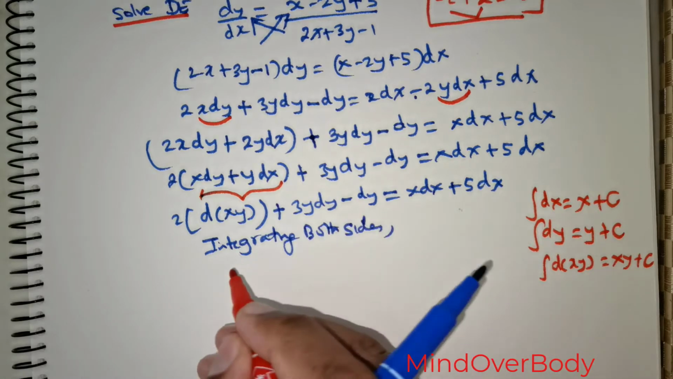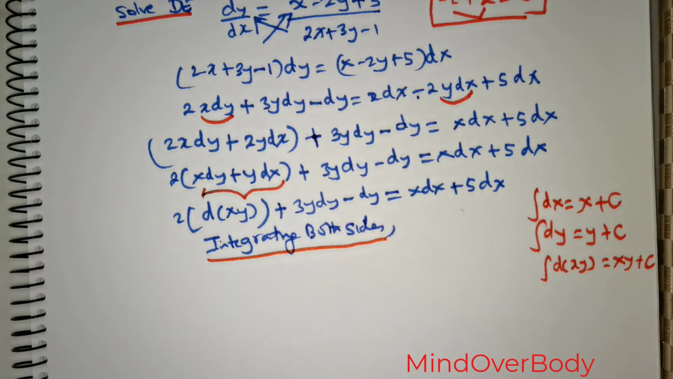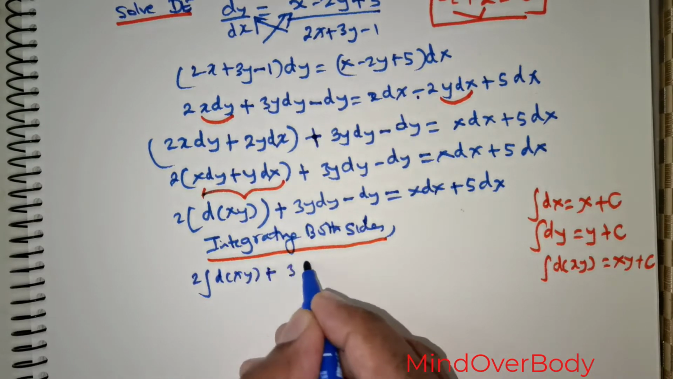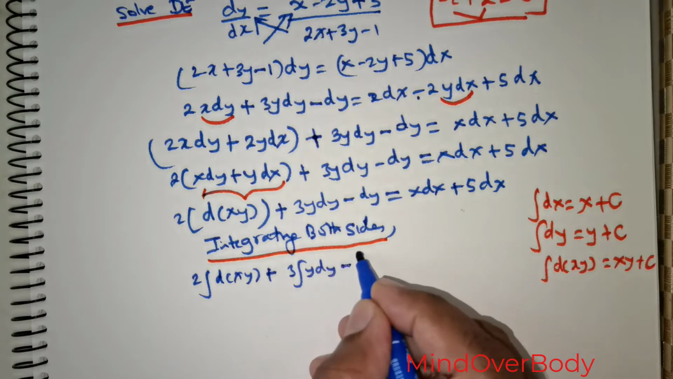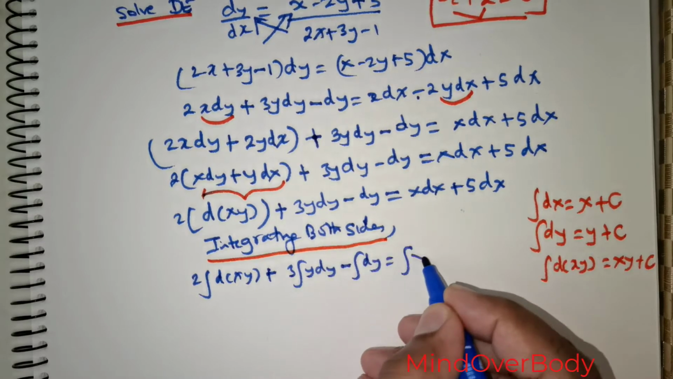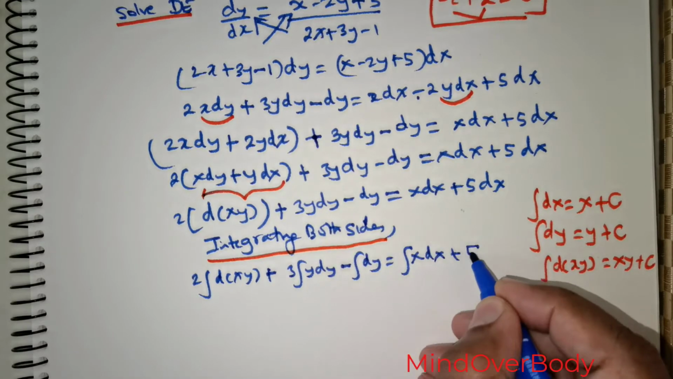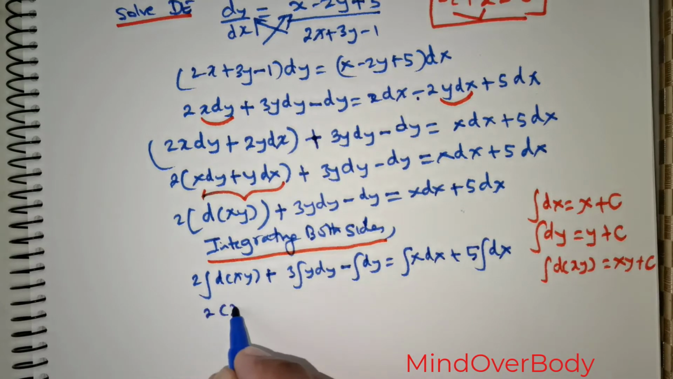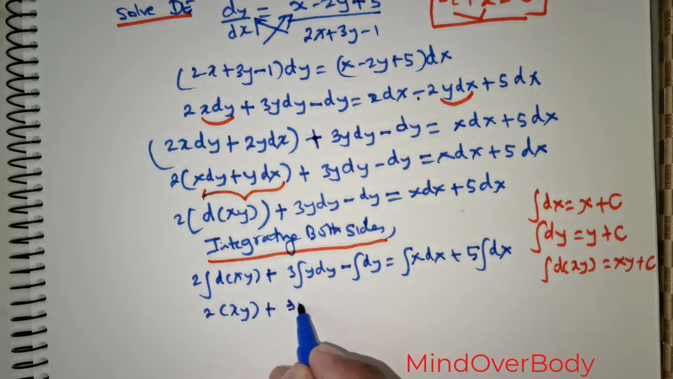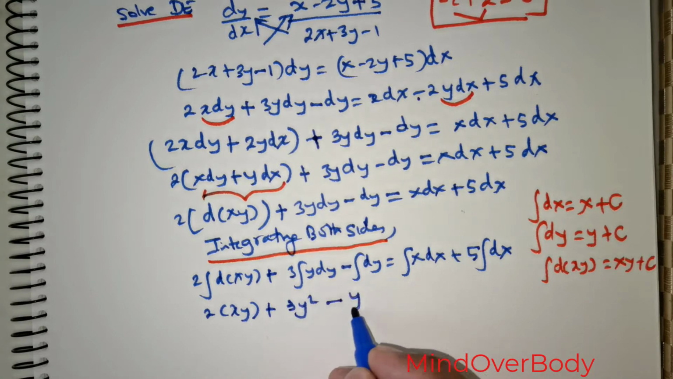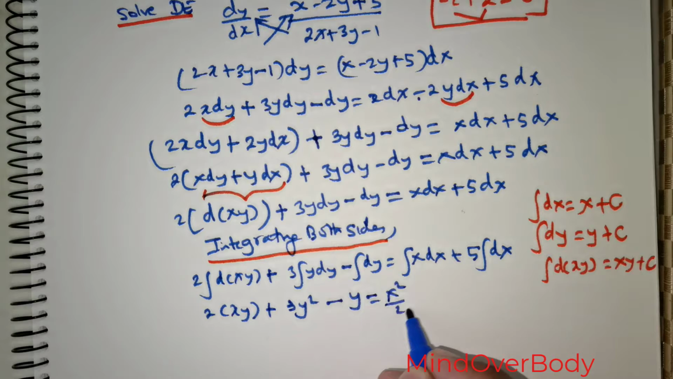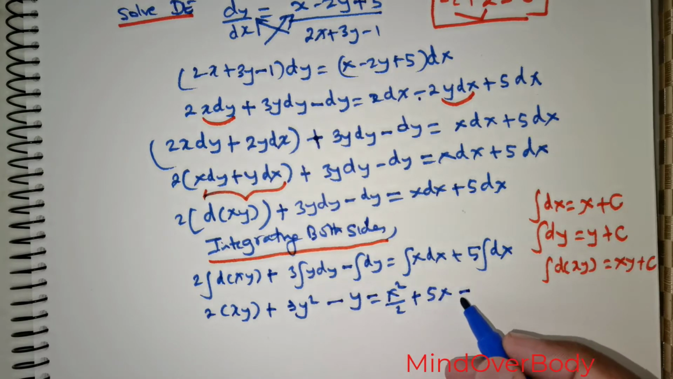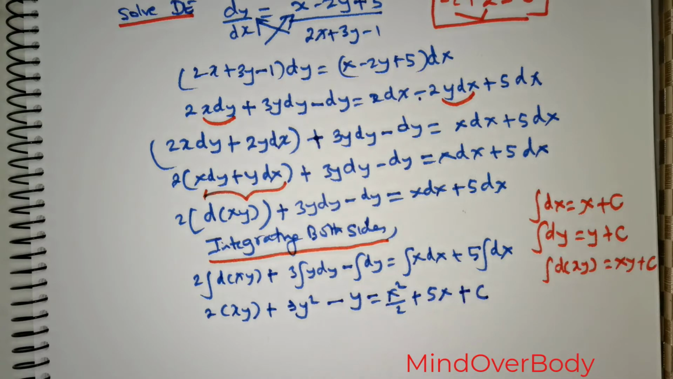so what happens when we integrate both sides? This is going to be 2 times the integral of d(xy), plus 3 times the integral of y dy, minus the integral of dy, is equal to the integral of x dx plus 5 times the integral of dx. Now this is going to give me 2xy, this is going to give me y squared, this is going to give me y, this is going to give me x squared over 2, and this is going to give me 5x. Of course, there should be an arbitrary constant + c.